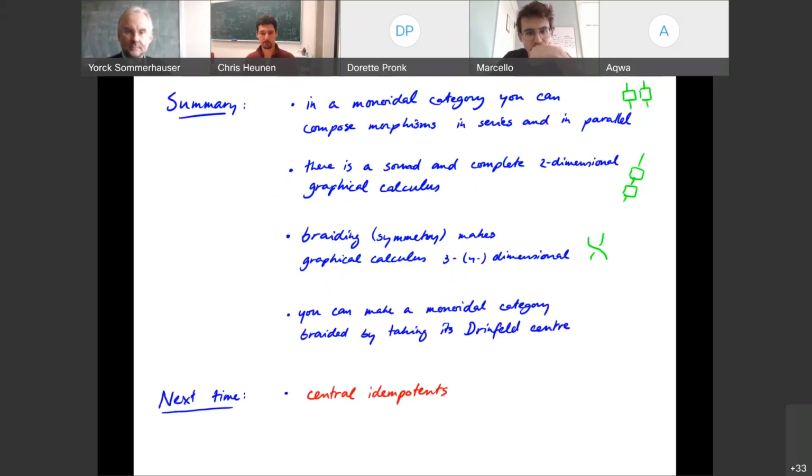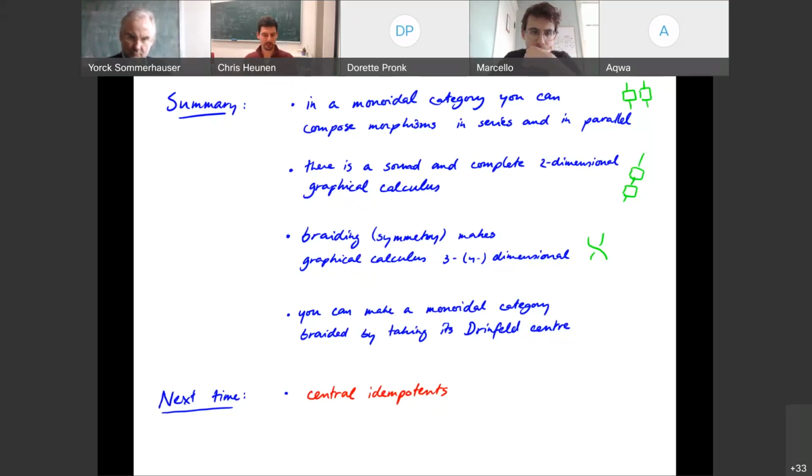That's all I wanted to tell you about today. So just to summarize, really we're just setting the stage. I built up categories and the graphical language for them. We talked about monoidal categories, where you can not just compose morphisms in series, but also in parallel, and the graphical calculus for them. That was sound and complete. It's a two-dimensional graphical calculus. We talked about braiding and symmetries, where you now have a 3- or 4-dimensional graphical calculus, where you can draw pictures with overcrossings and undercrossings and how they're different, and in the symmetry how they're the same. And the last thing we did is, if you start with a monoidal category, you can make it braided by taking its Drinfeld center.